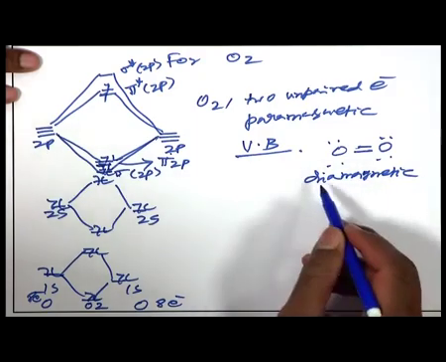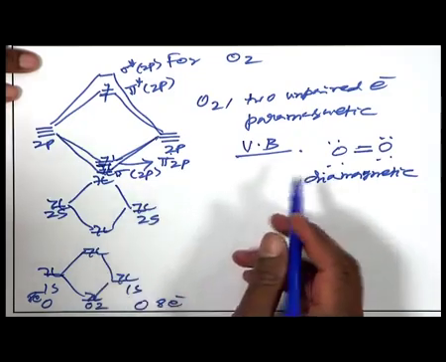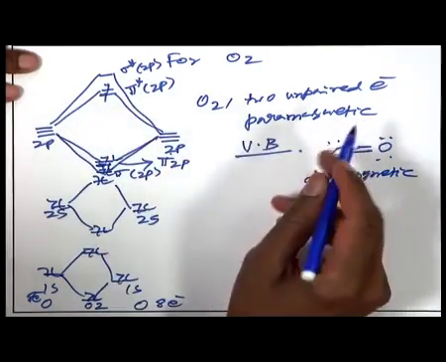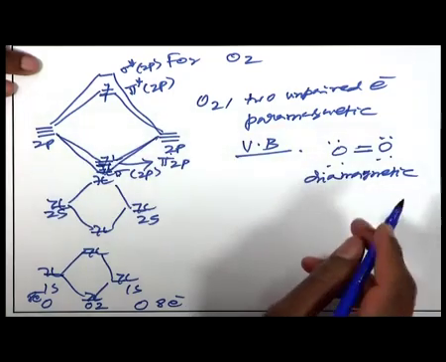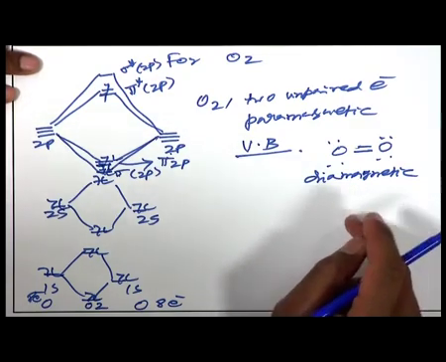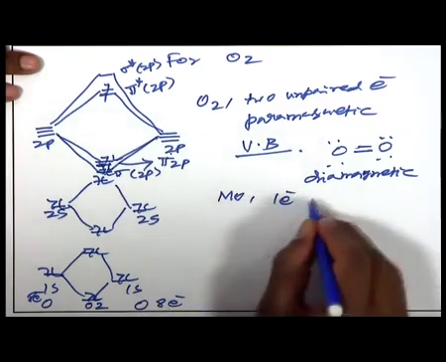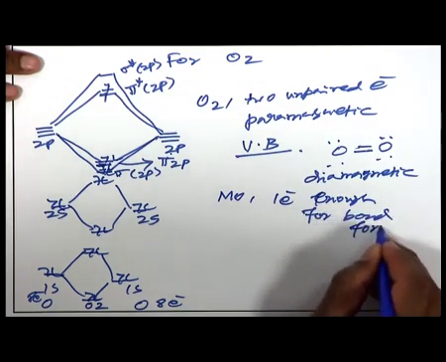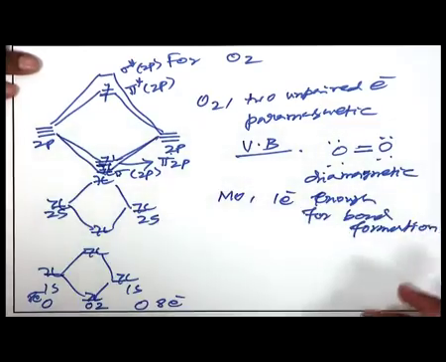So, valence bond theory predicted O2 as diamagnetic, but actually it is paramagnetic, which can be explained only by the MO diagram, the molecular orbital diagram, because you have 2 unpaired electrons, 1 electron in each pi star orbital. That is why O2 is paramagnetic. In molecular orbital theory, you just calculate the bond order: the number of electrons present in the bonding molecular orbitals minus the number of electrons present in the antibonding, divided by 2. According to molecular orbital theory, 1 electron is enough for bond formation, but in valence bond theory you need 2 electrons for bond formation. That is a major difference.